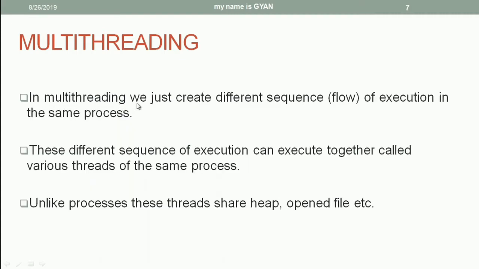In multithreading, we just create different sequences, meaning different flows of execution, in the same process. These different sequences of execution can execute together, and they are called various threads of the same process. Executing together means these execution sequences are not dependent on each other. They may execute at the same time on various different cores of the CPU. Unlike processes, these threads share heap, open files, and other resources.